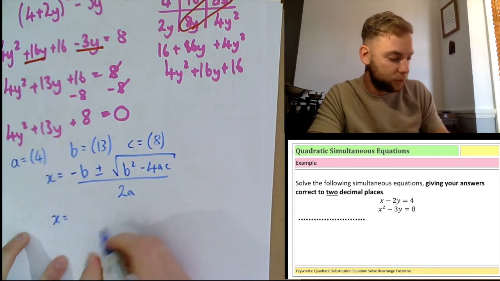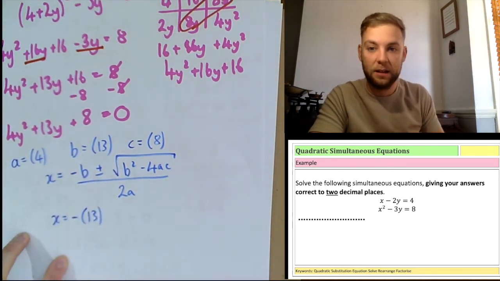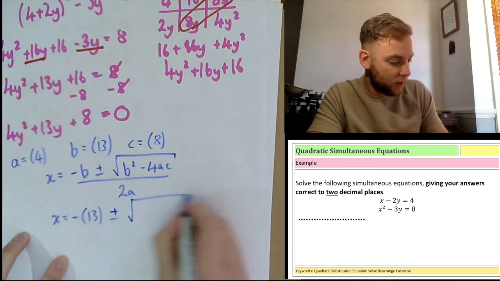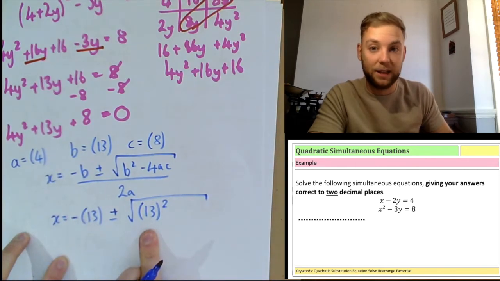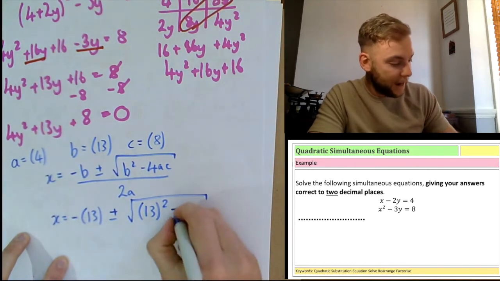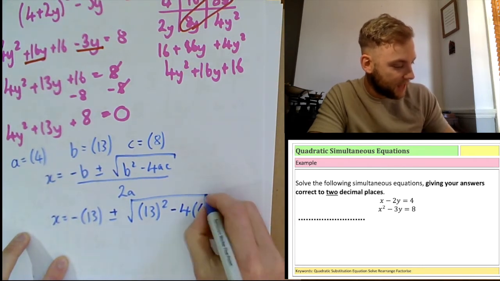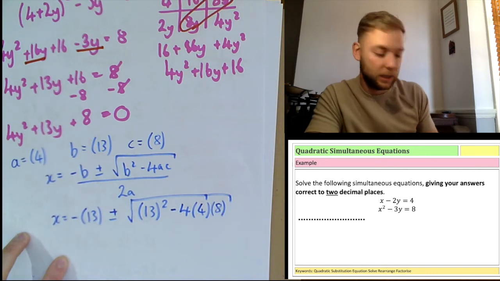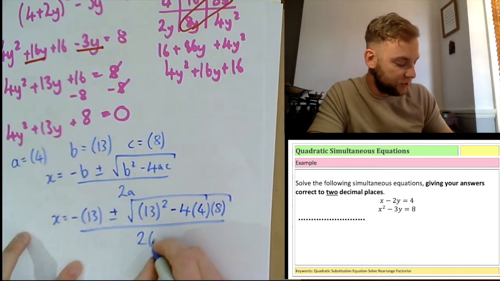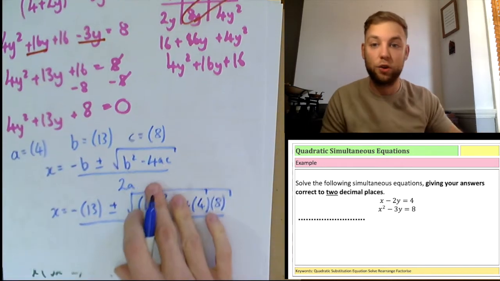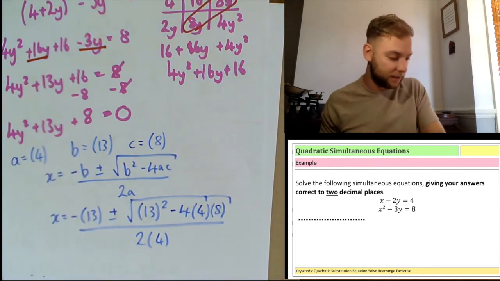So x is equal to minus bracket b bracket, minus 13 here, plus or minus the square root of 13 squared, using the bracket, don't use anything else, minus 4 times by 4 times by c, which is 8 there, like so. Super. So all divided by 2 times by a, which is 4. Now remember what I'm saying here, do not try and mess around with this. Just put it straight into your calculator.